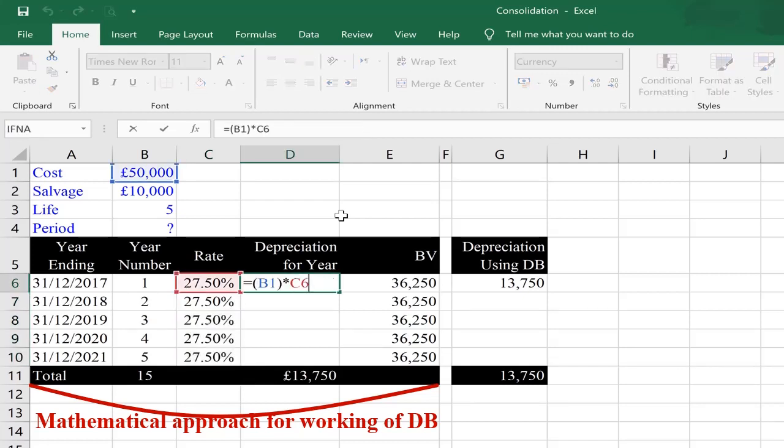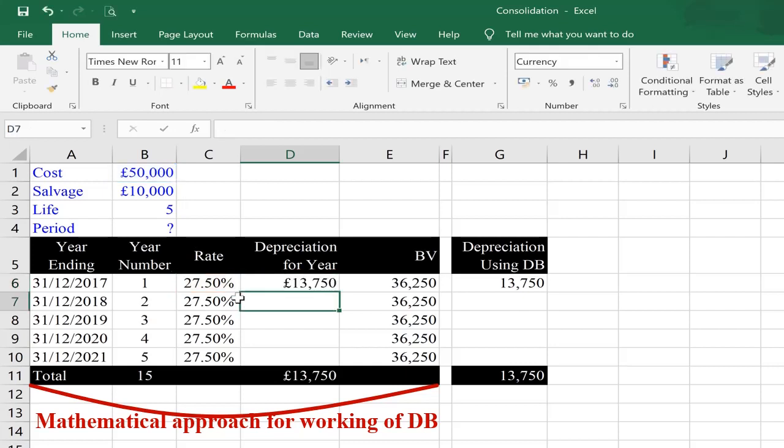Depreciation is calculated by applying a rate to the cost. In the first year there is no depreciation, no accumulated depreciation. That's why we need to apply the rate directly to the cost. Depreciation for the second year would be the book value times rate, and depreciation for the third year will be the book value times rate, and so on.